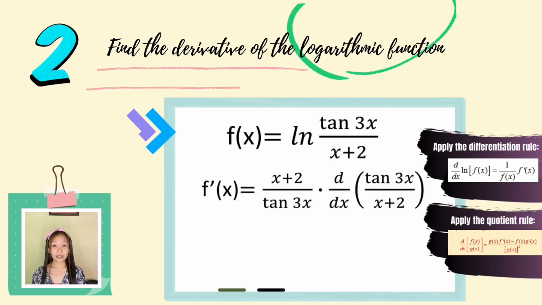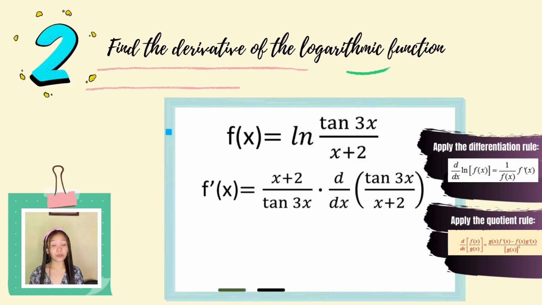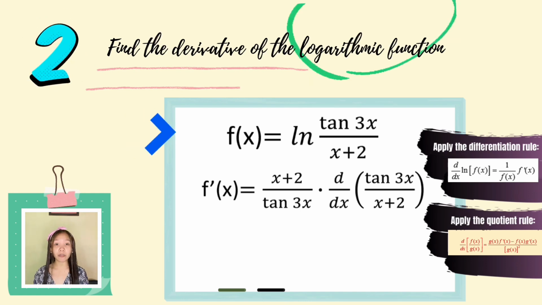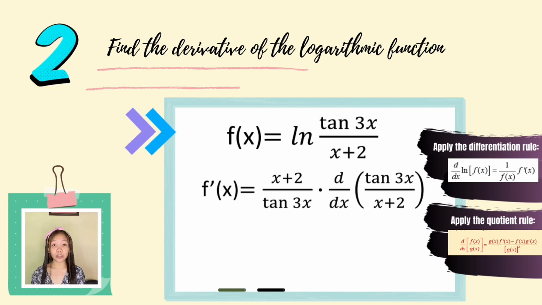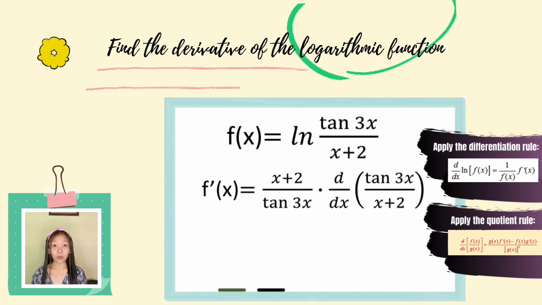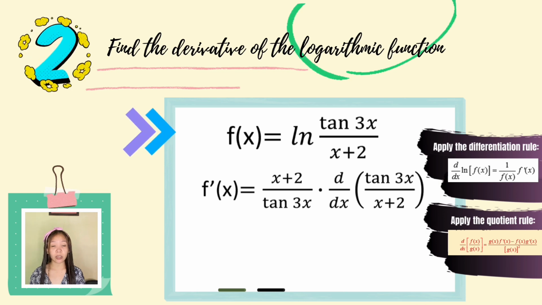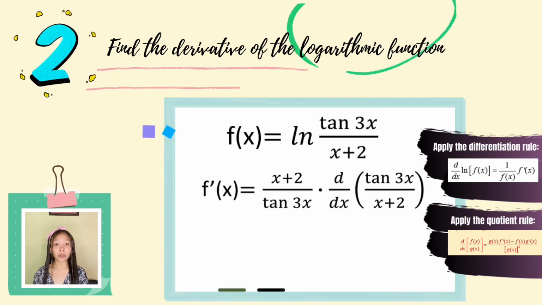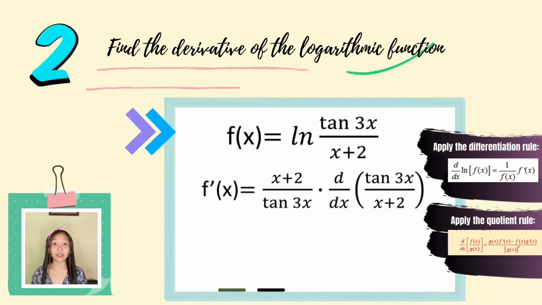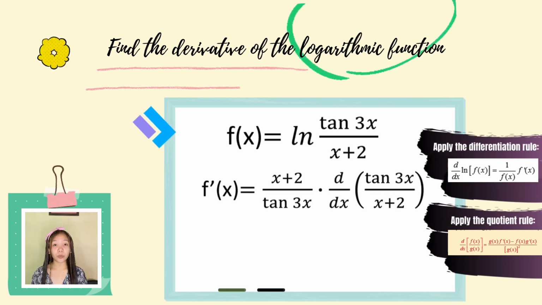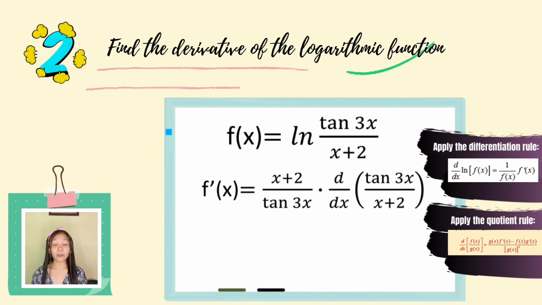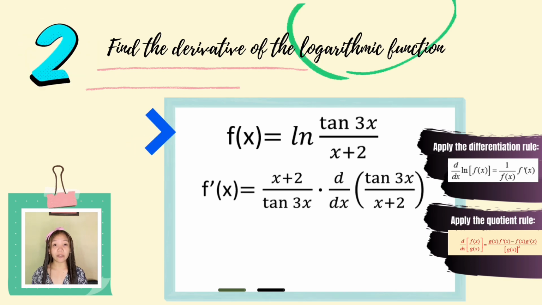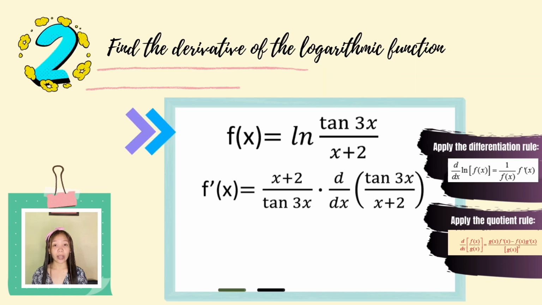The first step that we need to do in order to find the derivative of this logarithmic function is to apply the differentiation rule for the natural logarithm: the derivative of ln f(x) equals 1 over f(x) multiplied by the derivative of f(x). So in this problem, what we're going to do is to take the reciprocal. The numerator will be the denominator, and the denominator will be the numerator, and we will be multiplying it by the derivative of tangent 3x over x plus 2.